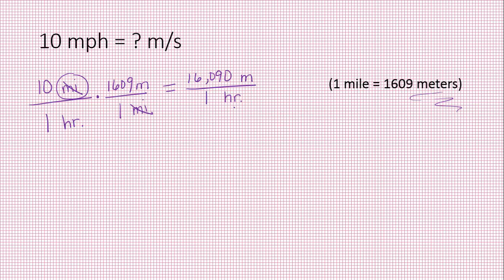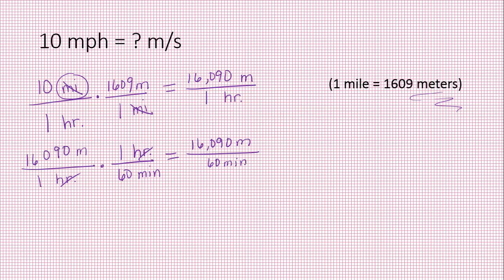We can repeat this process until we change it into seconds. I'm going to rewrite it over here. Hours to seconds is easy. You probably have the conversion memorized in your head. So if you want to go ahead and just go straight to seconds, you can do that. But you can also do it in 2 steps, like this. 1 hour is the same as 60 minutes. So the hours cancel, and now I have my 16,090 meters per 60 minutes.